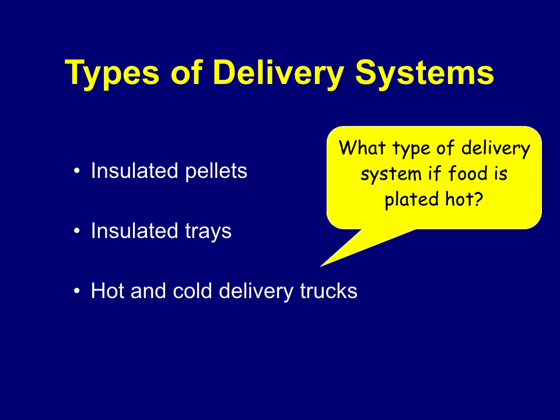All right, so now let's talk a little bit about types of delivery systems. So, what type of delivery systems do we need to use if a food is plated hot? And also, the question could be if the food is plated cold. So, we're going to talk about specific types of delivery systems, for example, insulated pellets or insulated trays or hot and cold delivery trucks.